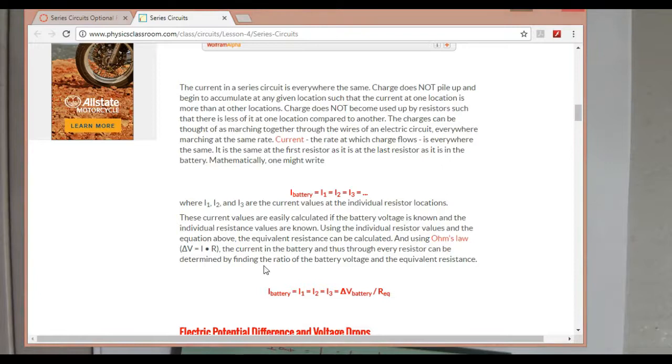So our formula here: the current of the battery equals, it's all the same, this current for each one of these, which equals the change in voltage divided by the resistance. So a lot of info, and we're going to go for some more in a second.